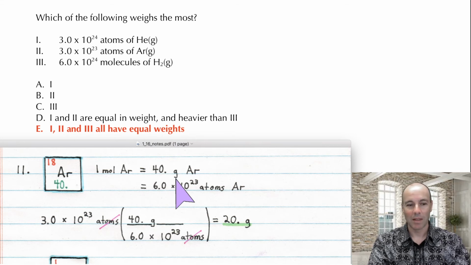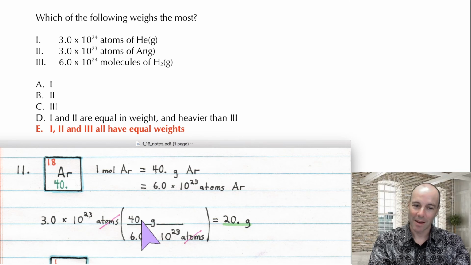And if you want to see the calculation in a nice format, you take your number of atoms in the choice, 3 times 10 to the 23rd, multiplying it by this conversion factor. That gets rid of the atoms. The 10 to the 23rd cancels the 10 to the 23rd. And then you have 3 over 6, which is 1/2, times 40 gives you 20 grams again. So the second choice is also 20 grams. It's up to the last one.